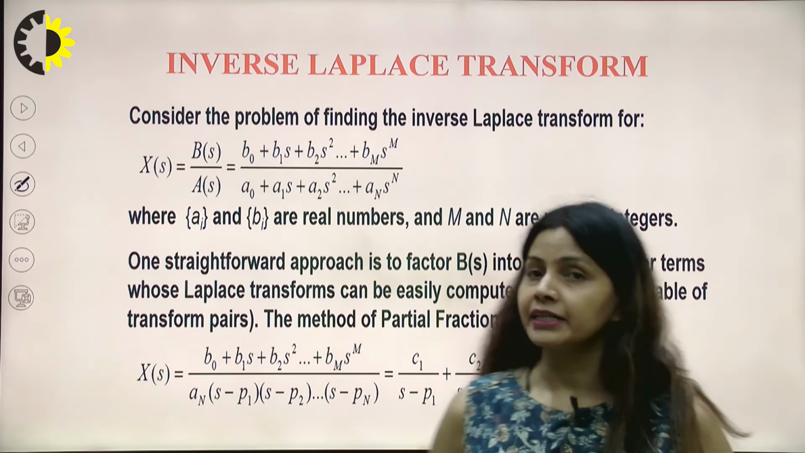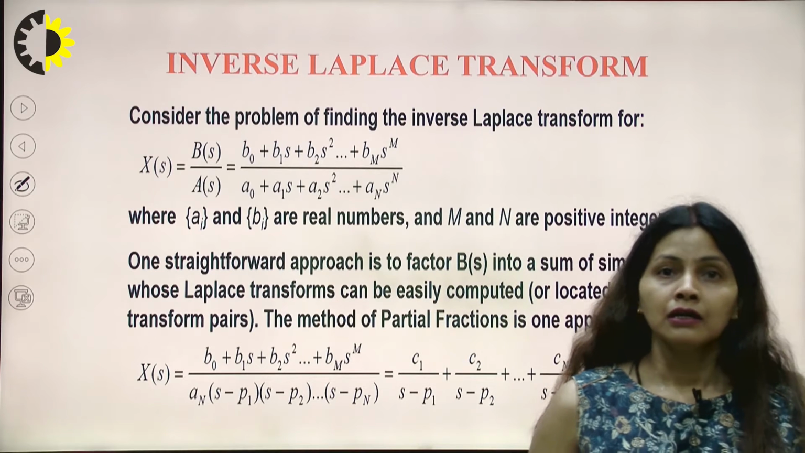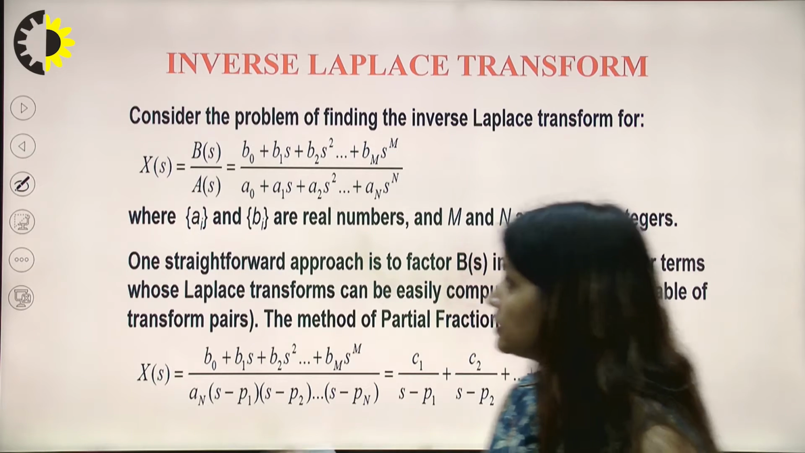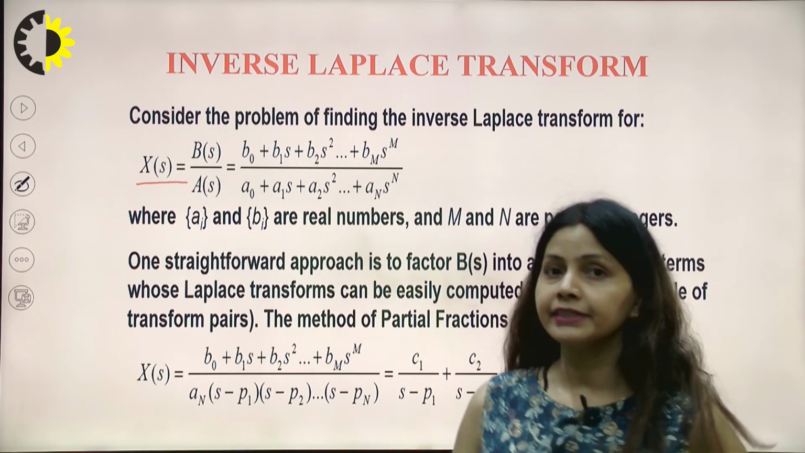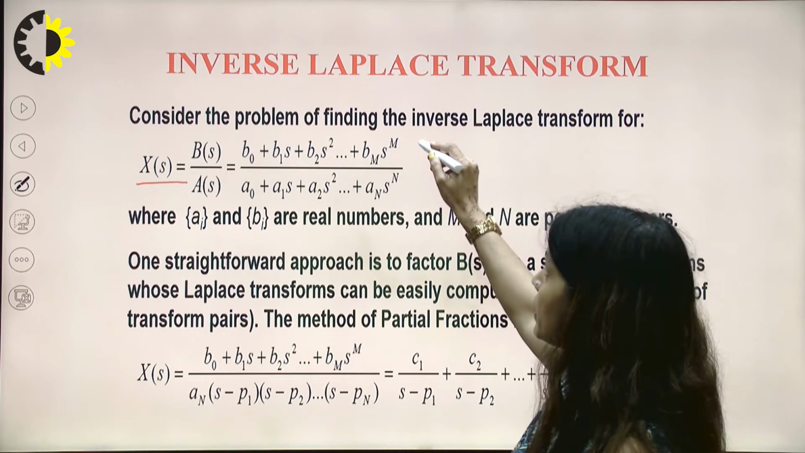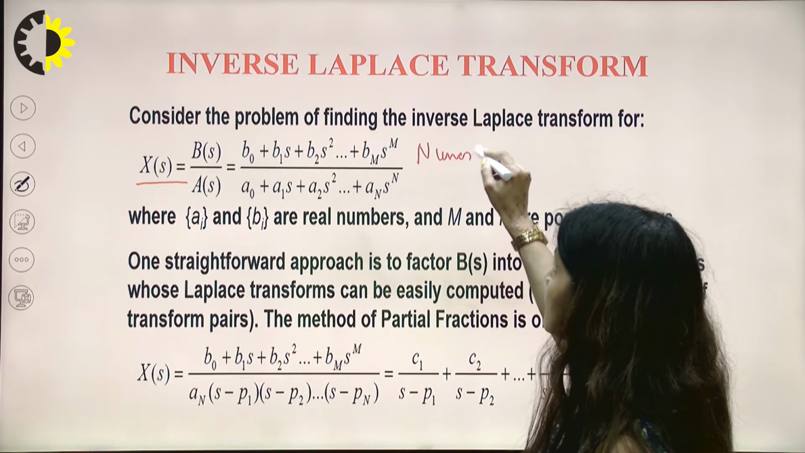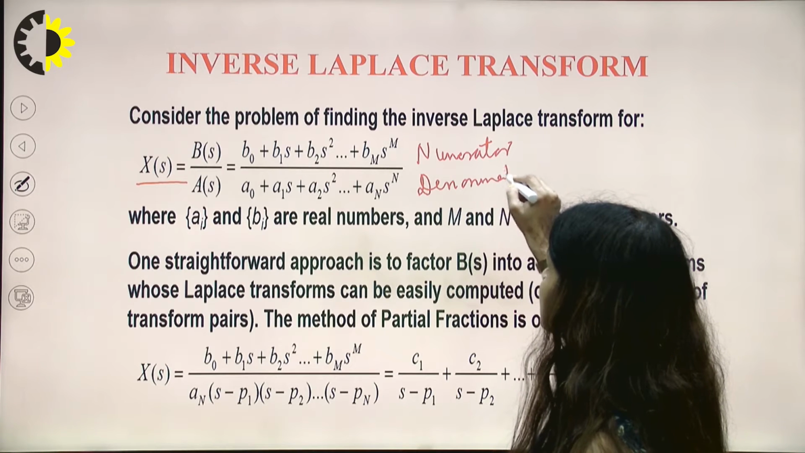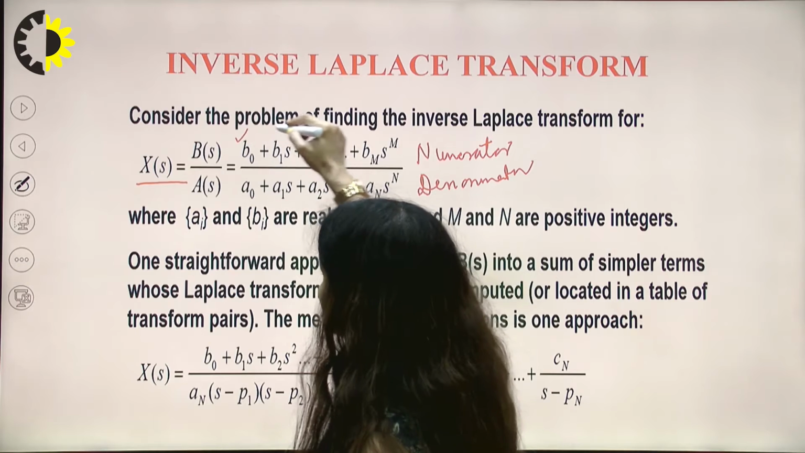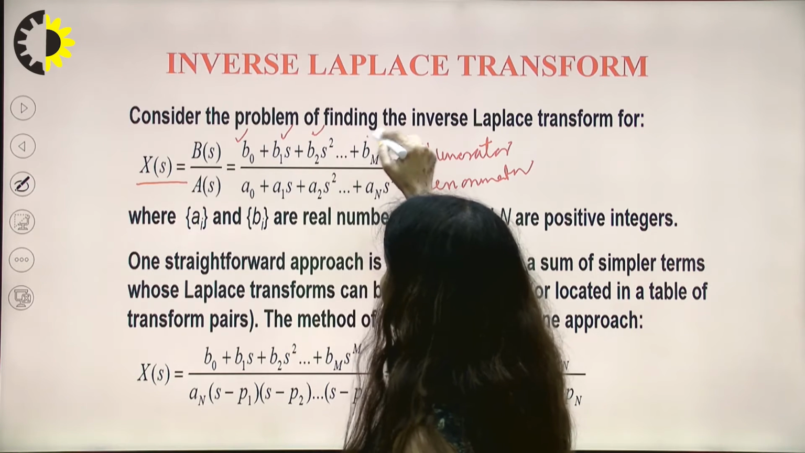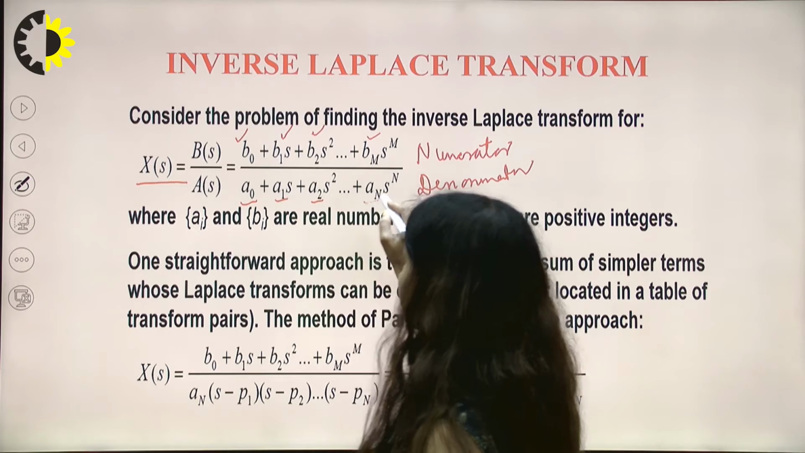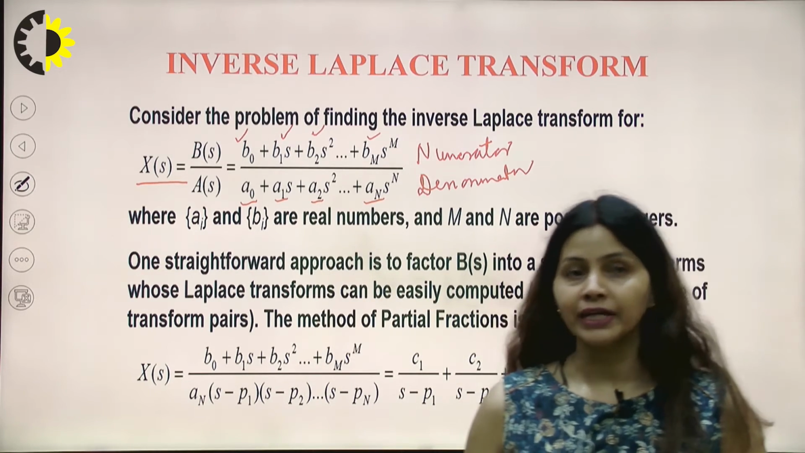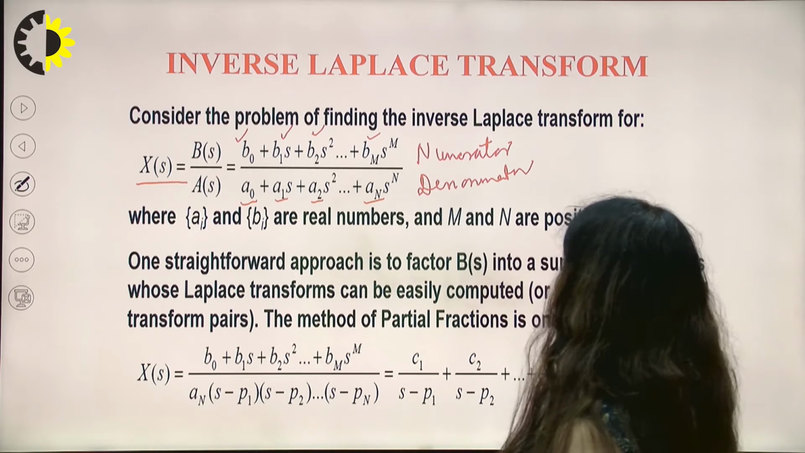So here let us consider one function where we are given X(s), the Laplace transform. It is in the form of some polynomial in the numerator and some polynomial in the denominator, where b0, b1, b2 up to bm and a0, a1, a2 up to an are the coefficients. These coefficients may be real or complex, where m and n are positive integers.